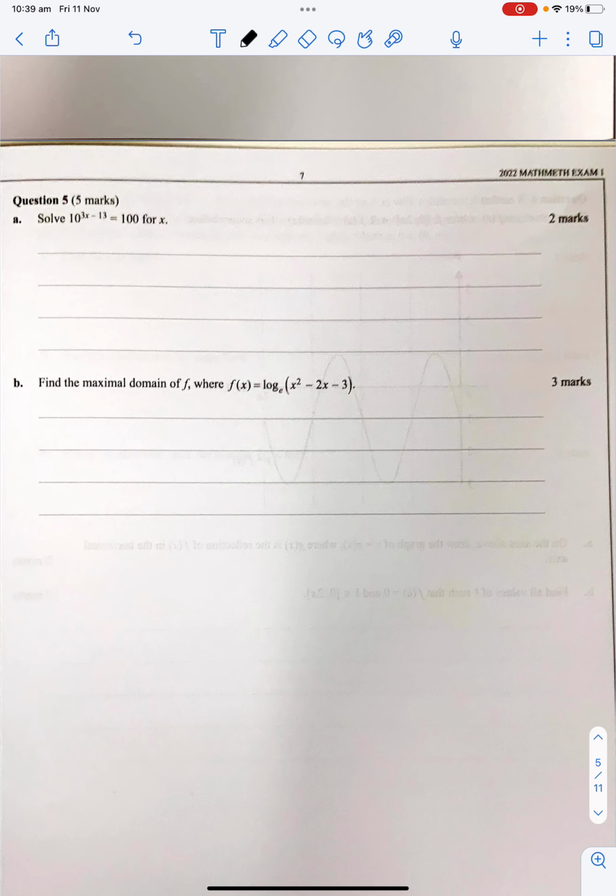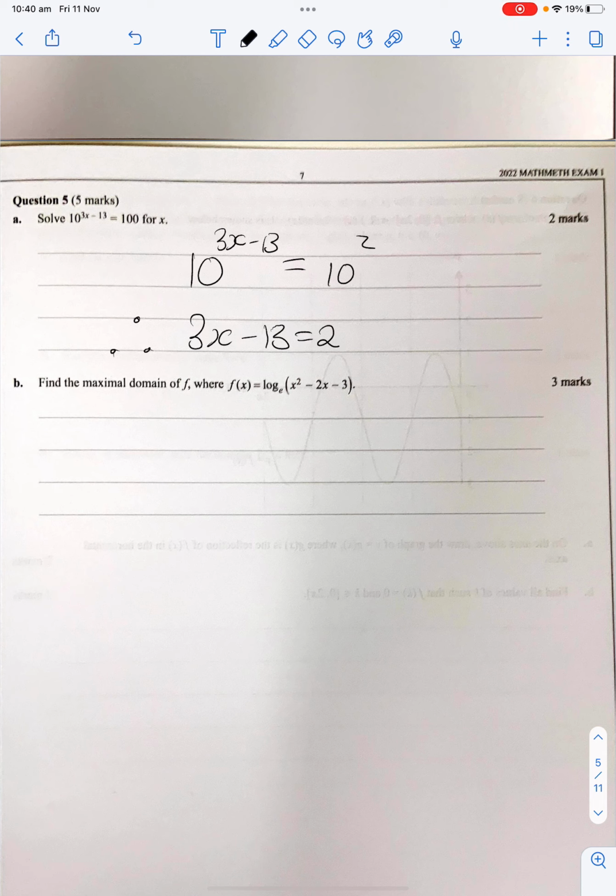Very easy, question 5 here. We are going to make the bases be the same and then equate the powers. So 100 is 10 squared. So we got 10 to the 3x minus 13 equals 10 squared. So therefore 3x minus 13 equals 2. So plus 13 is 15, divided by 3 is 5. X equals 5.